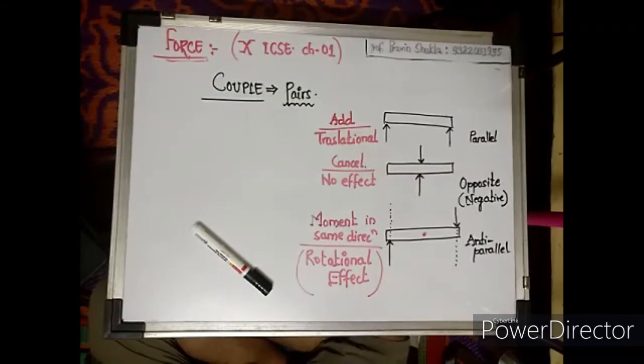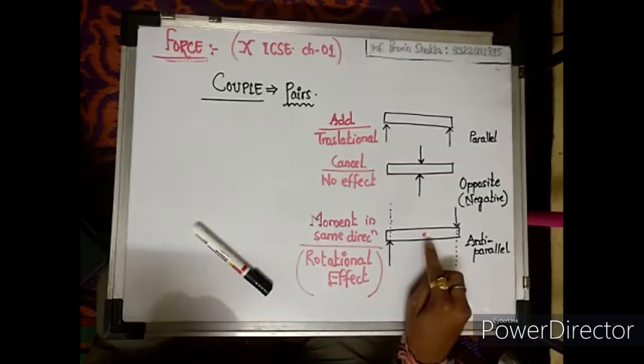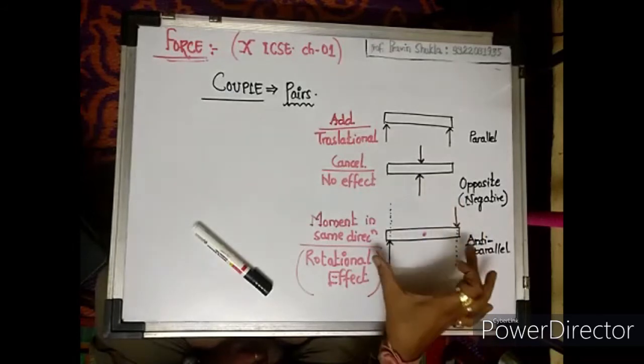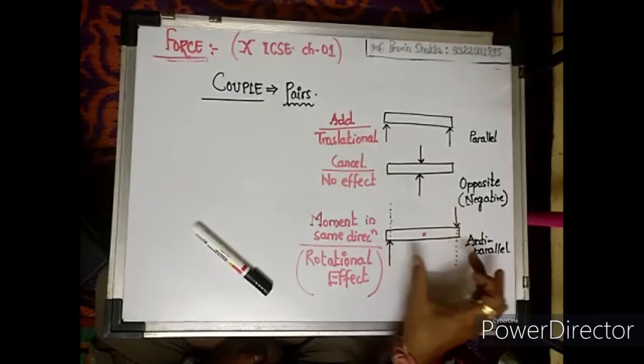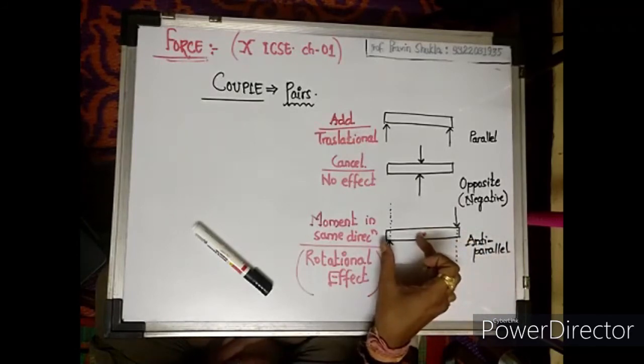Yes. This geometric center is the default center of rotation, right? So this entire body is going to rotate like this. Suppose the length is d, then this length will become d by 2 and this length will become d by 2.